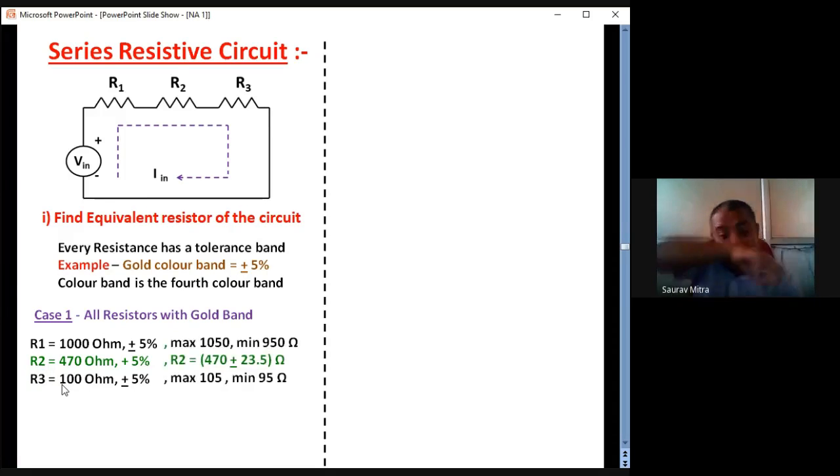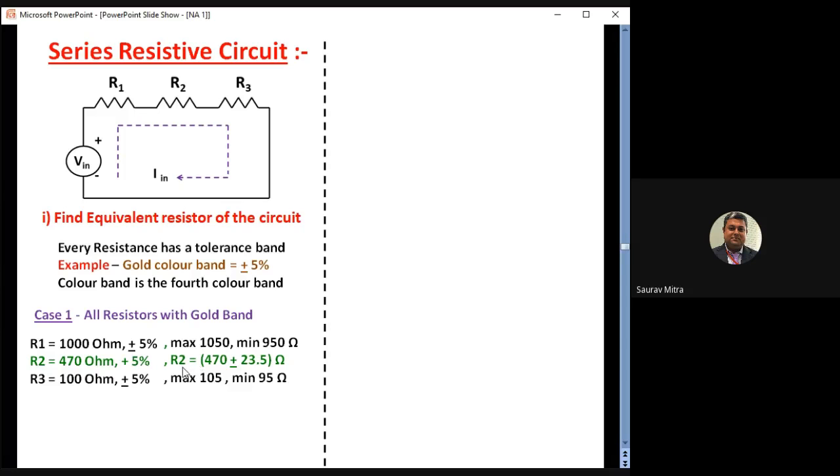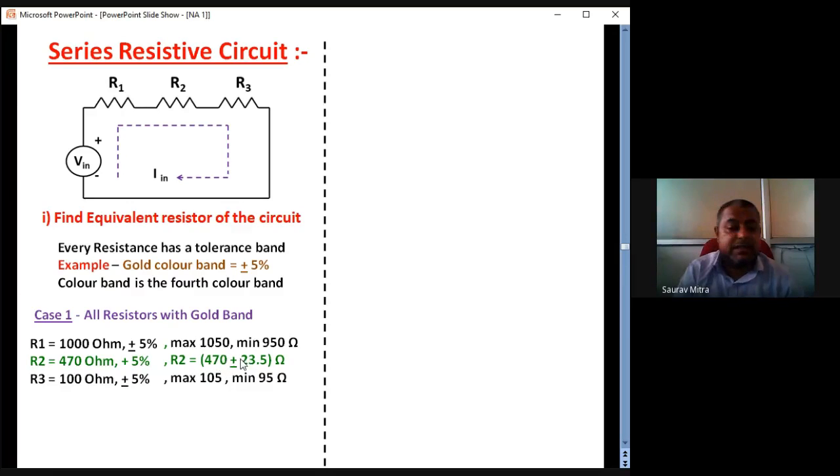In this case, what you will find is this 1000 ohm will be maximum 1000 plus 5% of 1000, that is 50. So this R1 can be maximum 1050, minimum it can be 950. For this 470 ohm, 5% of that is 23.5 ohm. You can show it as actual value plus or minus 5%. So R2 can be in the range of 470 plus or minus 5% of 470, that is 23.5. So it goes highest to 493.5 and lowest value can be 446.5.